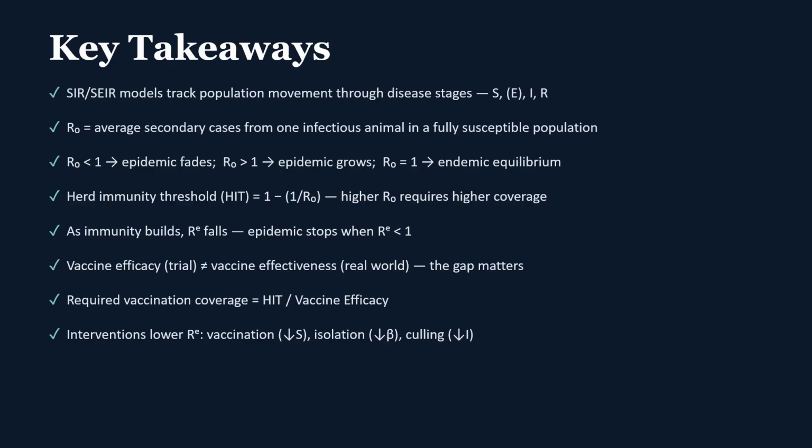Vaccine efficacy and effectiveness are different measures. The effectiveness gap between them is real and must be accounted for in program design. Required vaccination coverage equals HIT divided by vaccine efficacy, and all effective interventions work by lowering RE through different routes in the model. In the next talk, our final in Unit 6, we connect all of this to endemic and epidemic disease patterns, the spectrum from disease control to eradication, and the individual and population level determinants of health.